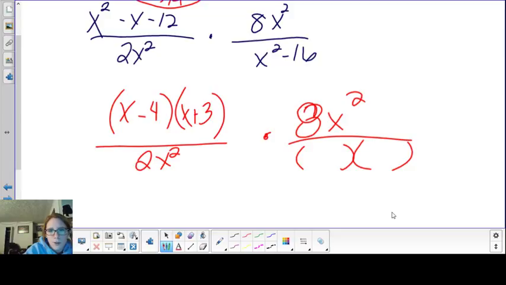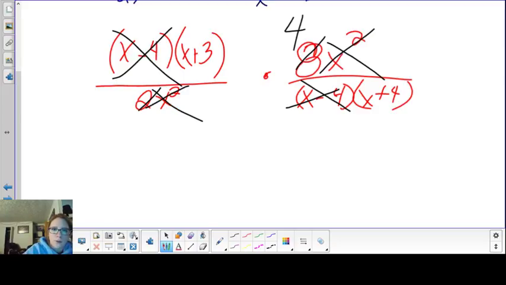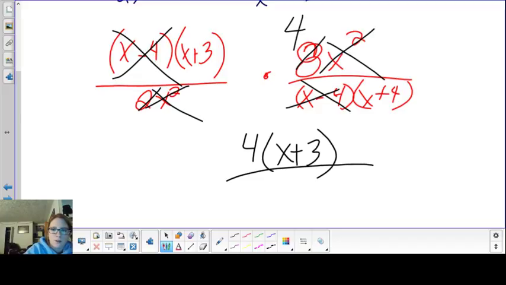Well, multiplies to x squared, I get x and x. Multiplies to negative 16, adds to 0. Is a negative 4 and a plus 4. So let's go ahead and divide some stuff out. So goodbye to my x minus 4s. 8 divided by 2 gives me a 4. x squared cancels out with my x squared. So I'm left with 4 times x plus 3 over x plus 4.